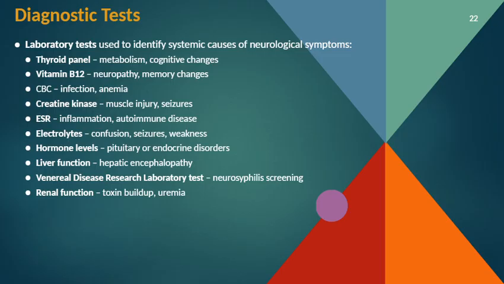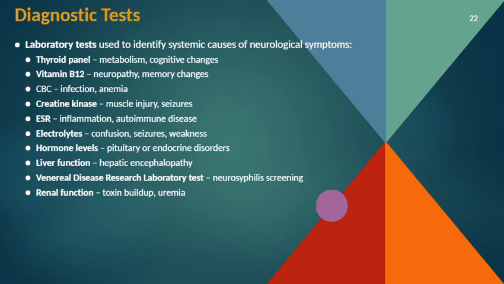Next is vitamin B12, which is essential for nerve function and myelin formation. Low B12 levels can cause peripheral neuropathy, balance problems, memory loss, and even confusion that mimics dementia. Early detection and treatment with supplementation can reverse many symptoms.